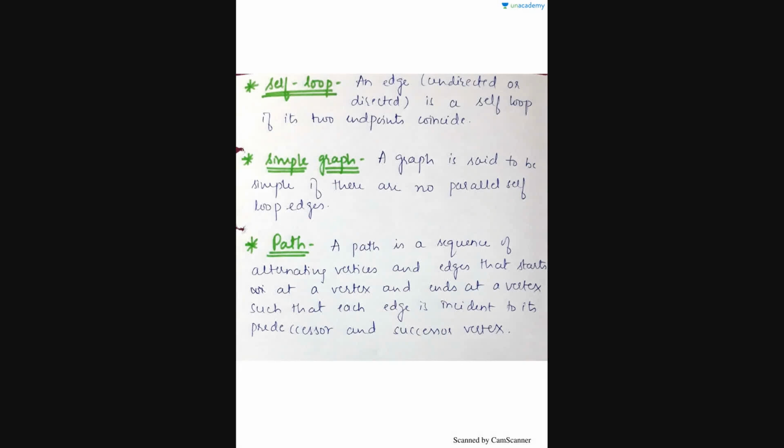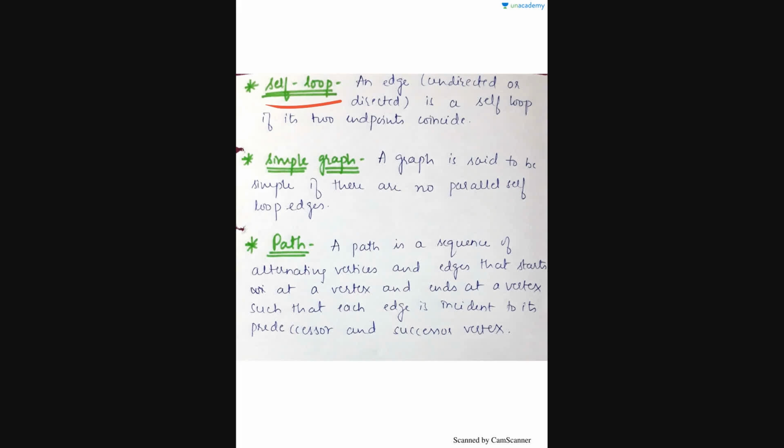Then, what is this self loop? A self loop is an edge, undirected or directed, whose two endpoints coincide. Now suppose A to B and B to A. If there is a loop design, that is the arrows are from A to B and then B to A pointing, that is nothing but self loop.